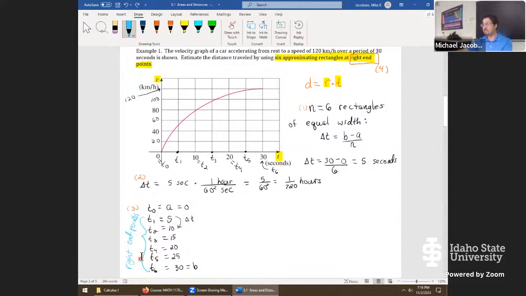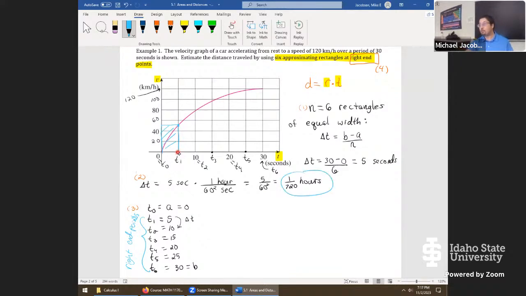Let's start at right endpoints. That means the next thing I would do, go to T1 at 5. It's right here. We go up to this height specifically. That's the height of the rectangle, the actual function value. Its value, it looks like it's 55. And we're going to estimate the area from 0 to 5 seconds this way. All you have to do is multiply by the width from here to here.